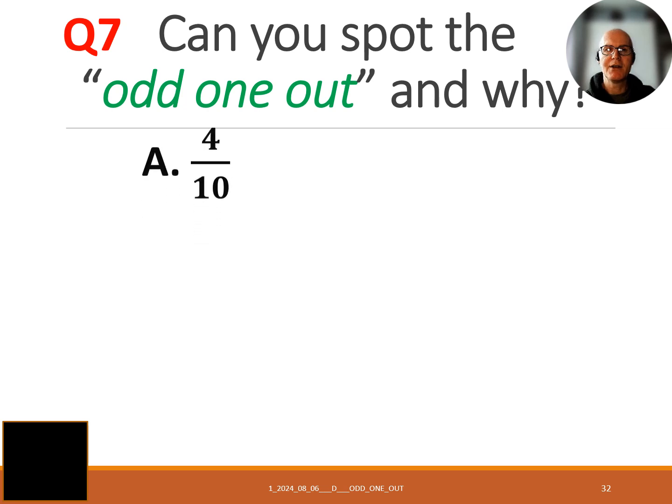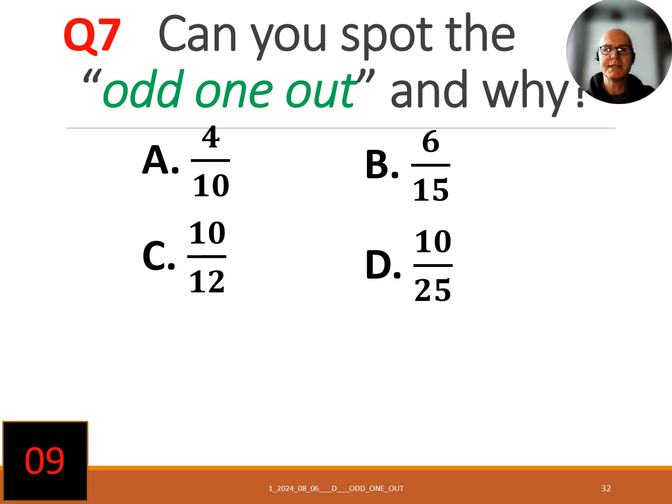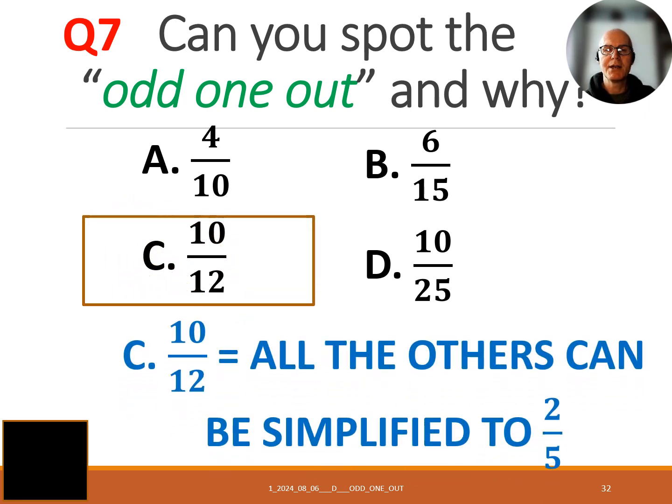Question 7. 4/10, 6/15, 10/12, and 10/25. The odd one out here was 10/12, because the other three can be simplified ultimately down to 2/5.